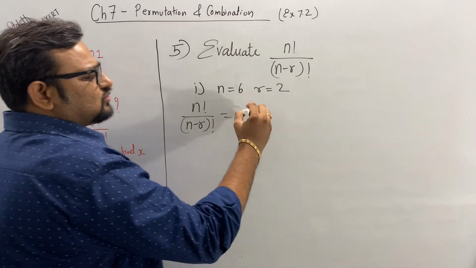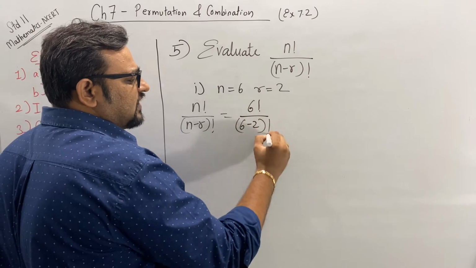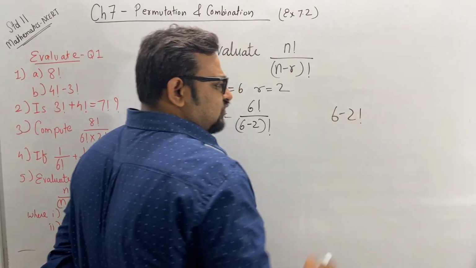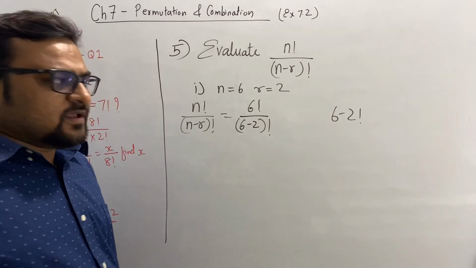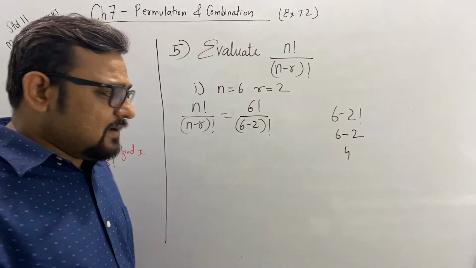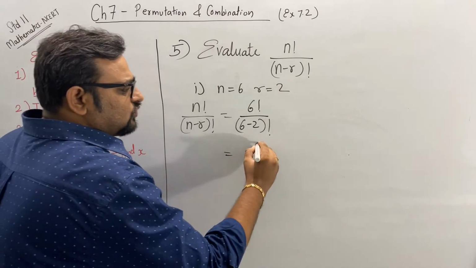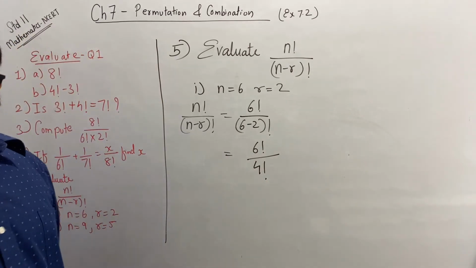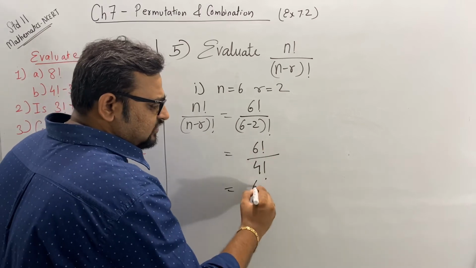Now let's put n equal to 6, and this is 6 minus 2 factorial. Remember, 6 minus 2 factorial and 6 minus 2 whole factorial are both different. This will be 6 minus, what is 2 factorial? 2. But in this case, it's whole factorial. So 6 factorial upon 6 minus 2, 4 factorial. Clear?